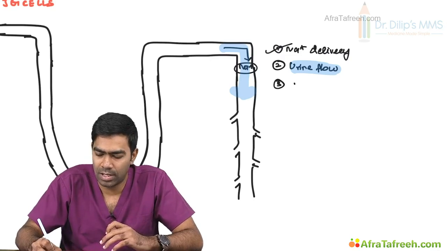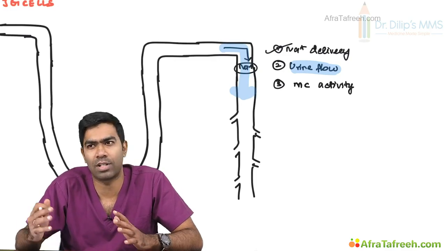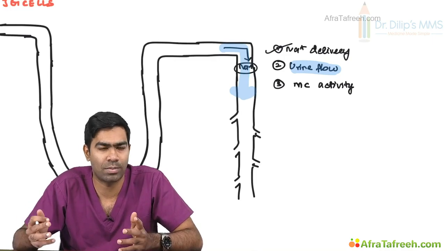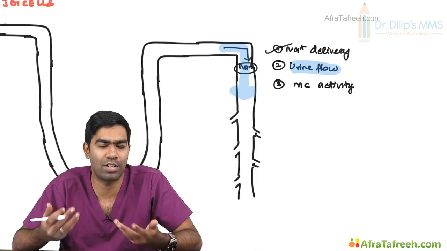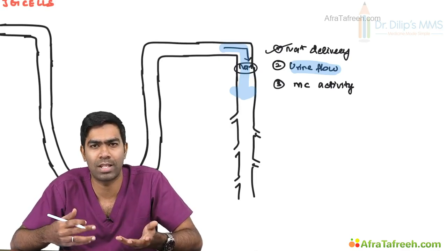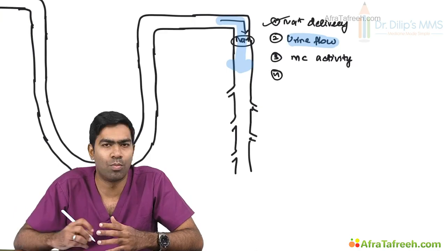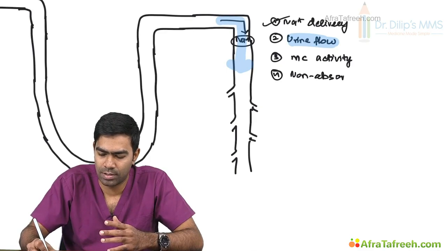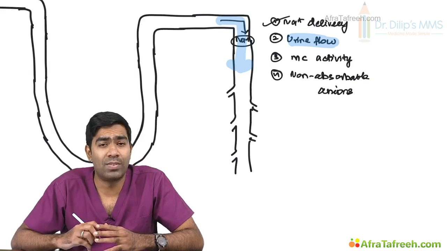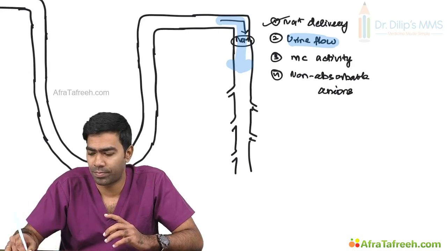And number 3 is the mineralocorticoid activity, which means the presence of aldosterone and its action on the aldosterone receptor. The mineralocorticoid receptor is very important for the insertion and proper functioning of these ENaC channels to produce sodium reabsorption, thereby producing excretion of potassium. And number 4, more importantly, non-absorbable anions that are present in the tubular lumen. And this will help you in understanding why you get hypokalemia in conditions like diabetic ketoacidosis.